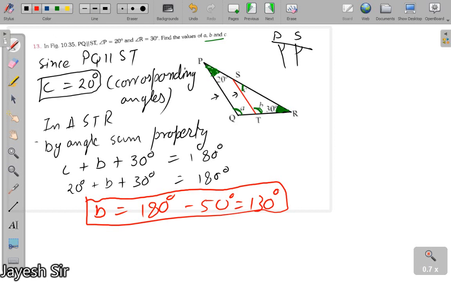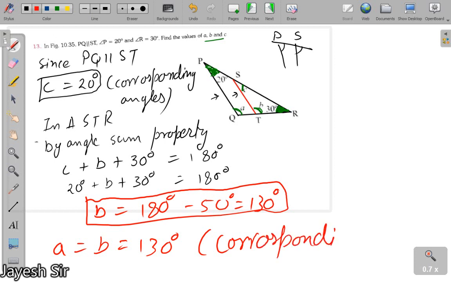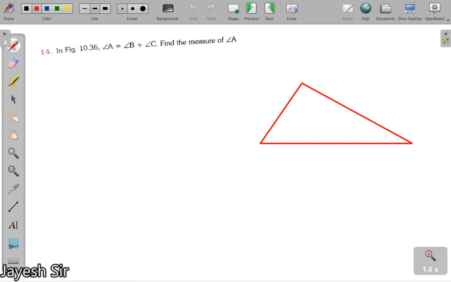So the value of B is 130 degree. Now A, like I told you earlier, A is equal to B is equal to 130 degree. How? These are also a pair of corresponding angles. Then next question, 14th question.